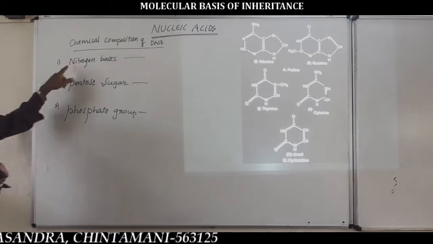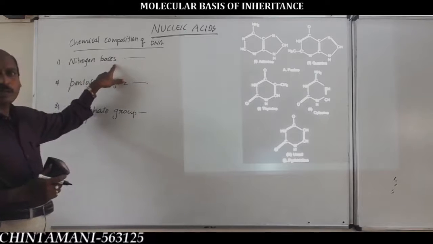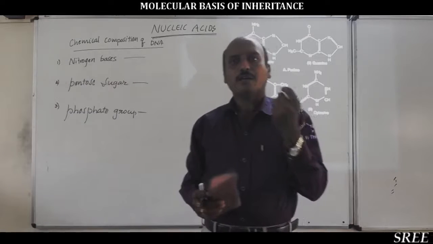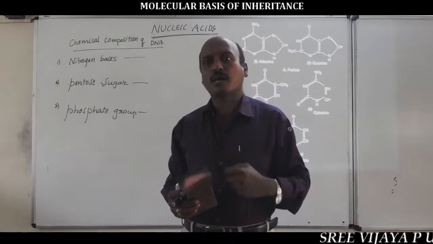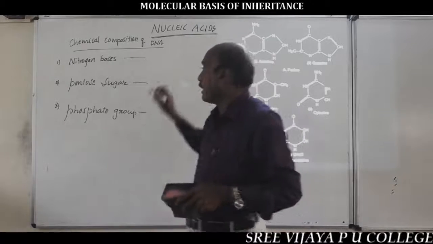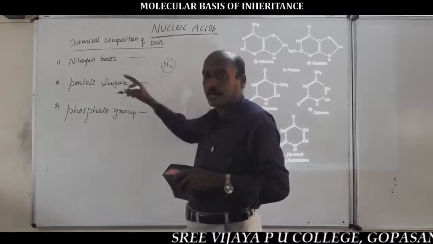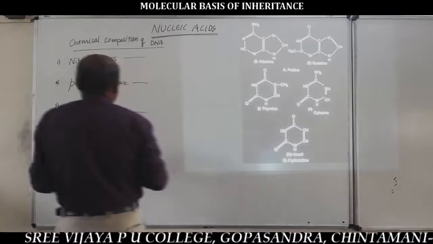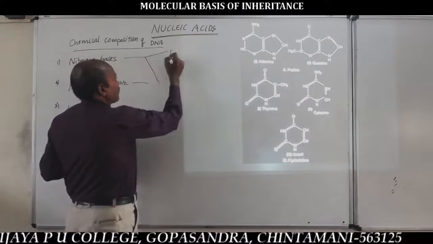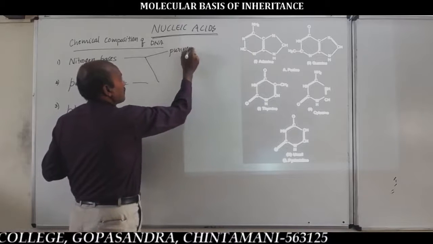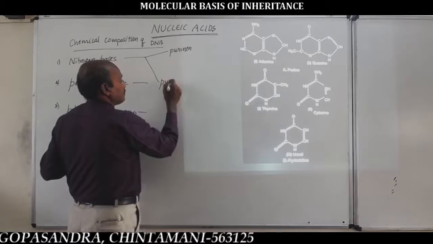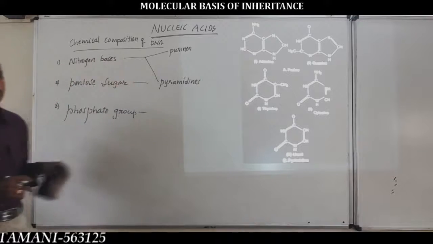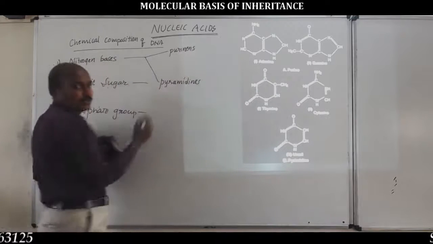Now we are going to study the first kind of chemical compound, called nitrogen bases. Nitrogen bases are nitrogen-containing chemical compounds. There are two types of nitrogen bases: purines and pyrimidines.